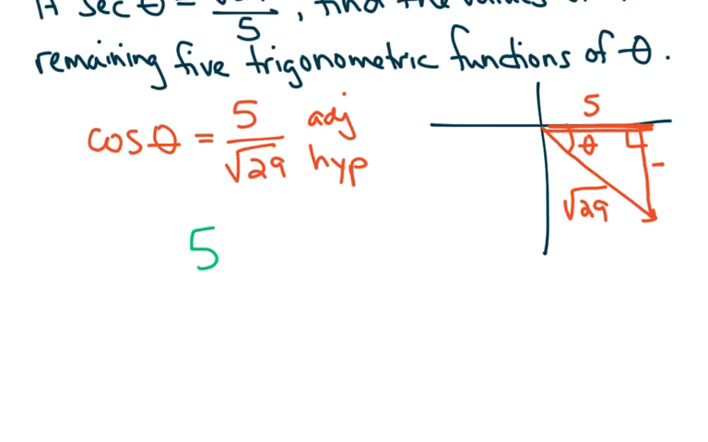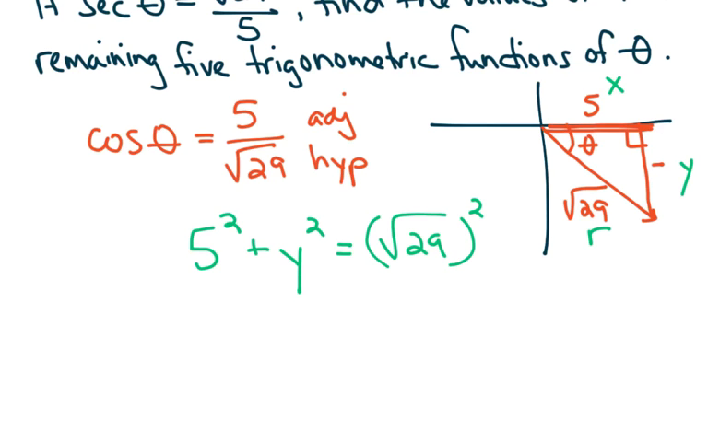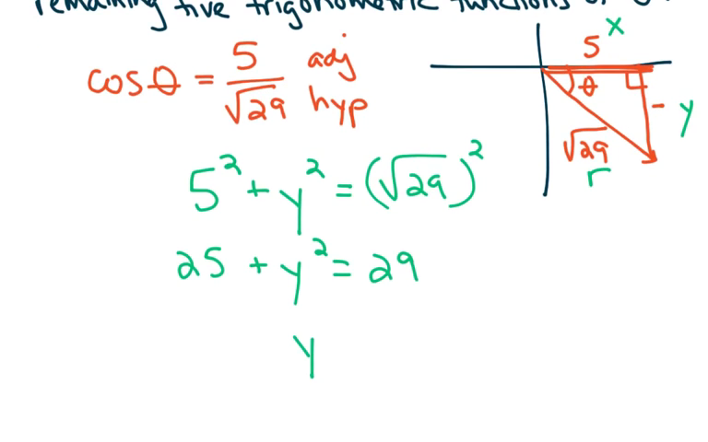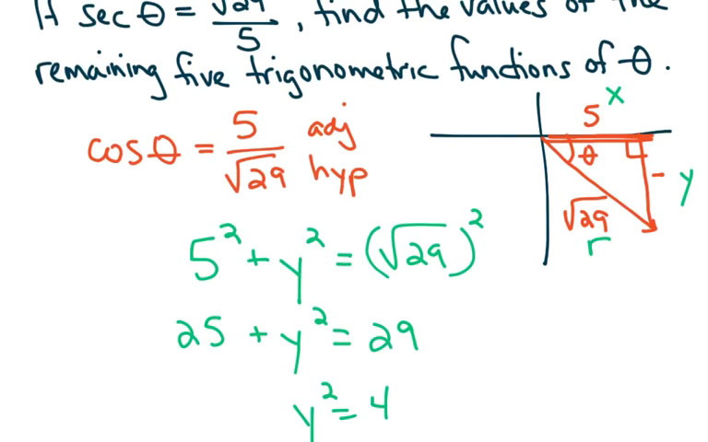All right, so we're going to use the Pythagorean theorem to find the missing side. I'm going to use 5 squared plus y squared, because that's the y side. Remember, this is x, and this is r, is equal to r squared. 25 plus y squared is equal to 29. Remember that squares and square roots are inverse operations, and they cancel each other. So y squared is going to be 4, and y is 2. Except we're not going to make this 2, we're going to make it negative 2. Now I know all 3 sides.